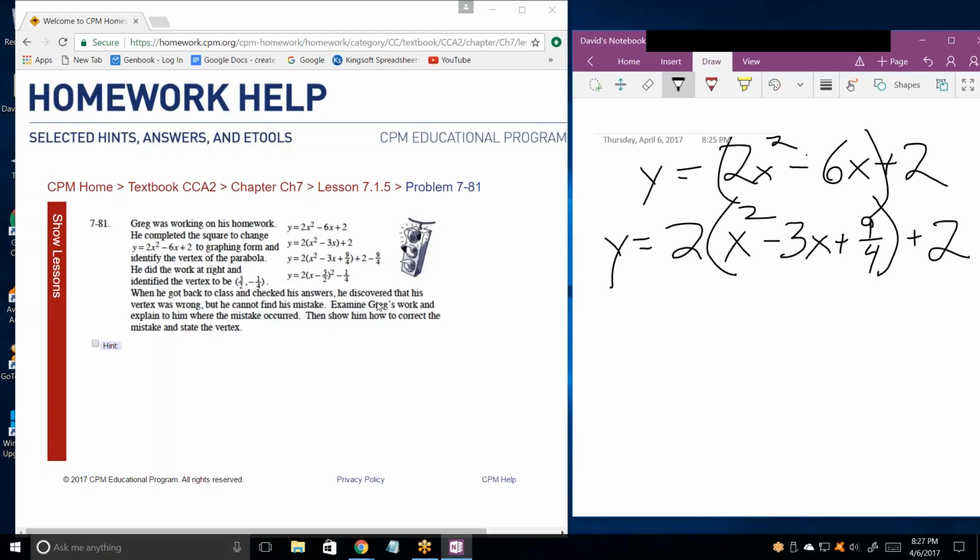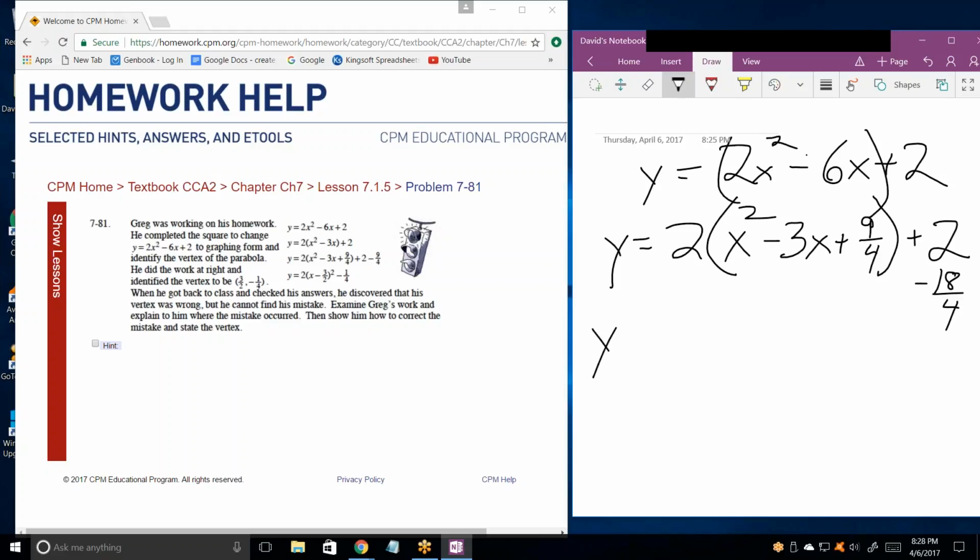2 times 9/4. Everything in this is being multiplied by 2. So if I write a number in there, I've got to multiply it by 2. That's what I really added on the right side of the equation, 18/4. So I've got to subtract 18/4, not 9/4. That's the mistake he made. He only subtracted 9/4.